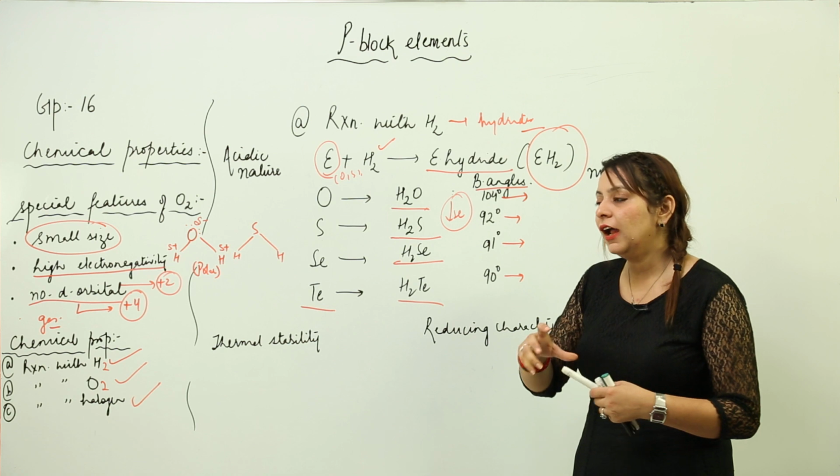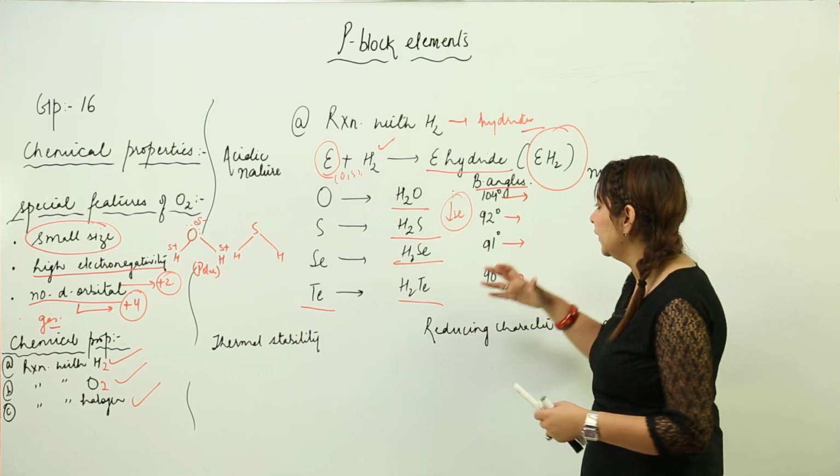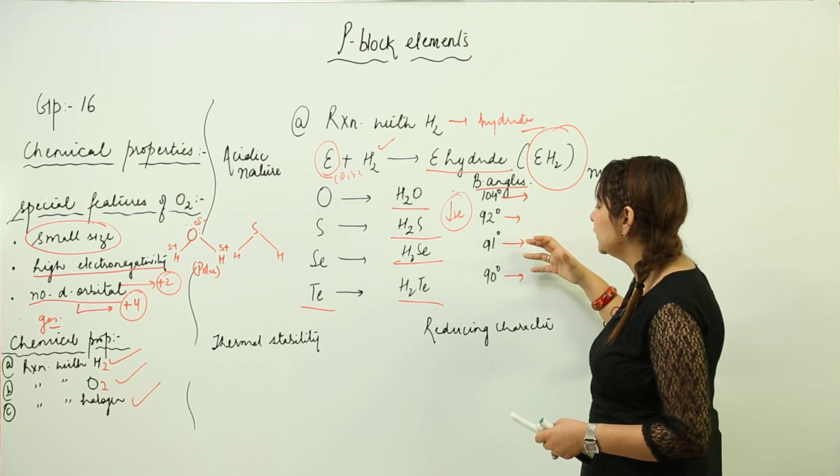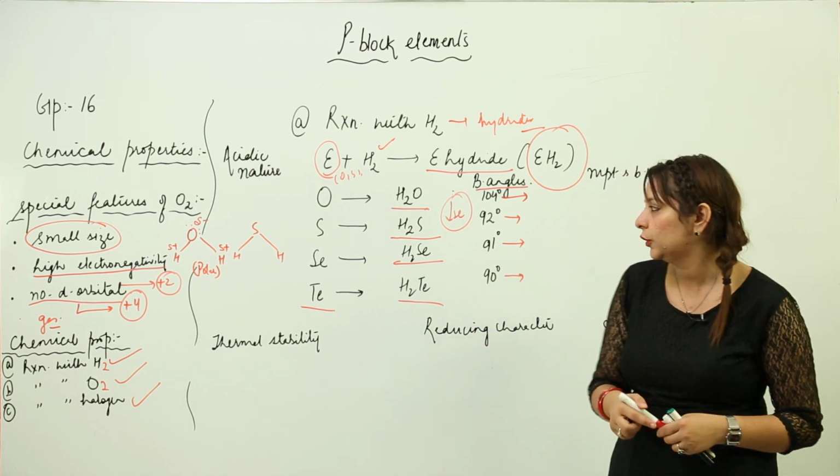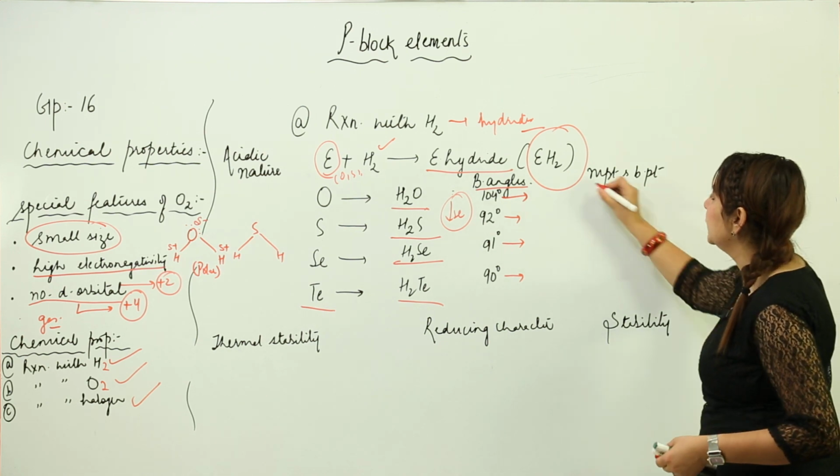When we move down, the bond pairs come closer, so the repulsions increase as we move down the group. The second property is melting and boiling point.